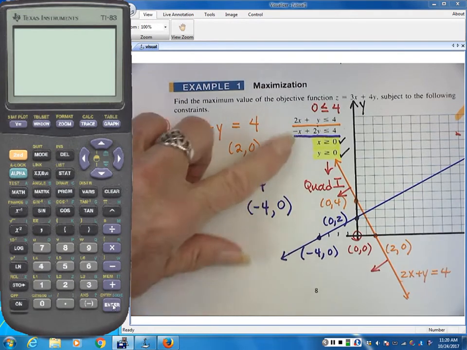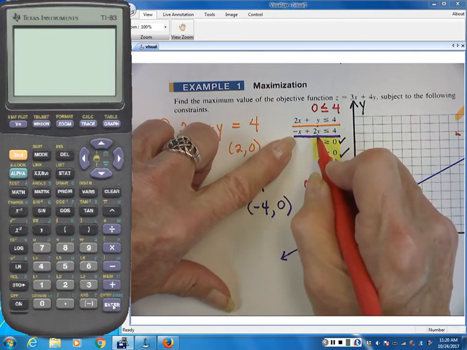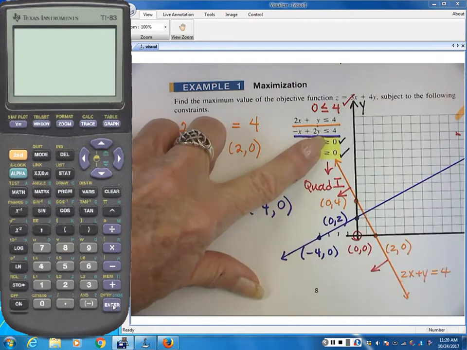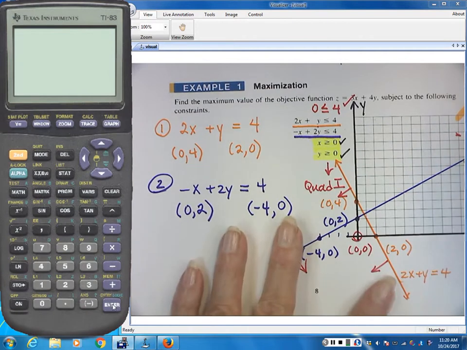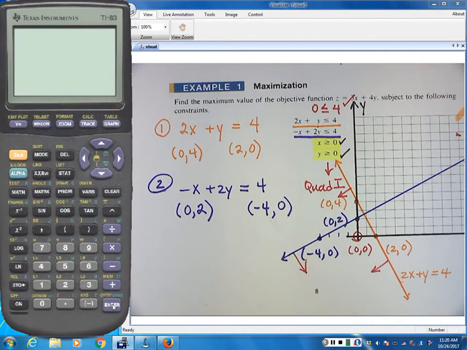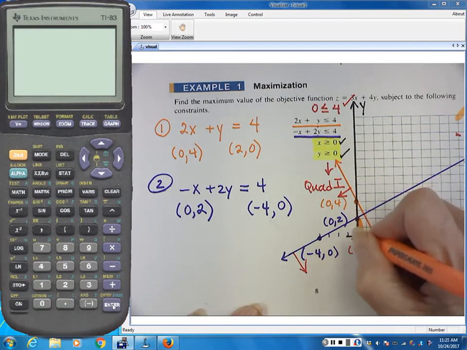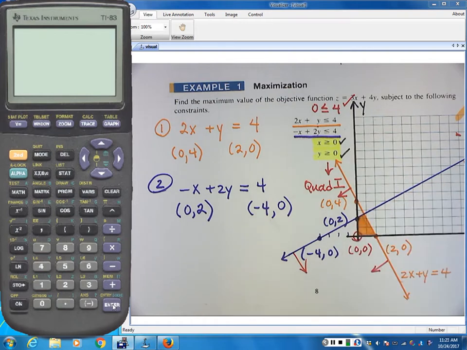Then I'm going to test 0, 0 in the second constraint. Negative 0 plus 2 times 0 is 0. And again, we already know 0 is equal to or less than 4. So that means that for the purple line, I'm also going to shade below the line. So I now know what my feasible region is. My feasible region is this area right here. Because that's where everything's going to overlap.